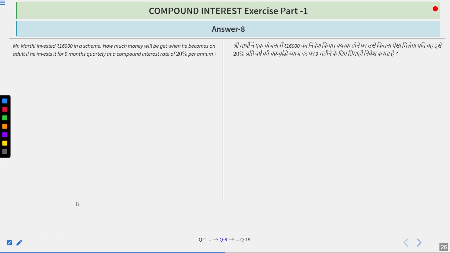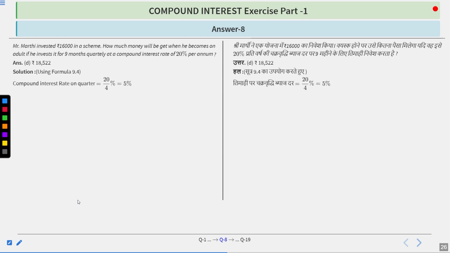So Mr. Marthi has invested rupees 16,000 in a scheme. We have to find out how much money he will get when he becomes an adult if he invested for 9 months quarterly at a compound interest of 20% per annum. The answer to this question is option D, rupees 18,522, and we are going to use formula 9.4 to solve this question. So the compound interest rate per quarter is going to be equal to 20 upon 4%, that is 5%. Because if the compound interest rate was 20% annually, then for a quarter it is going to be 1/4, that is 5%. Time is going to be 9 months, that is 3 quarters.